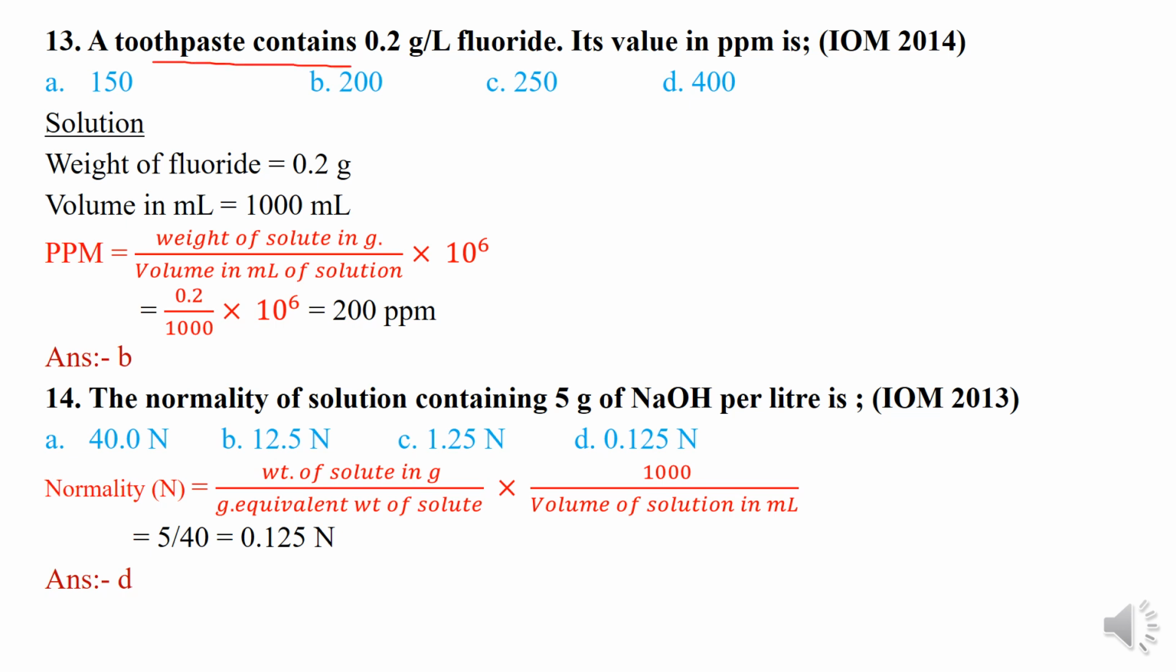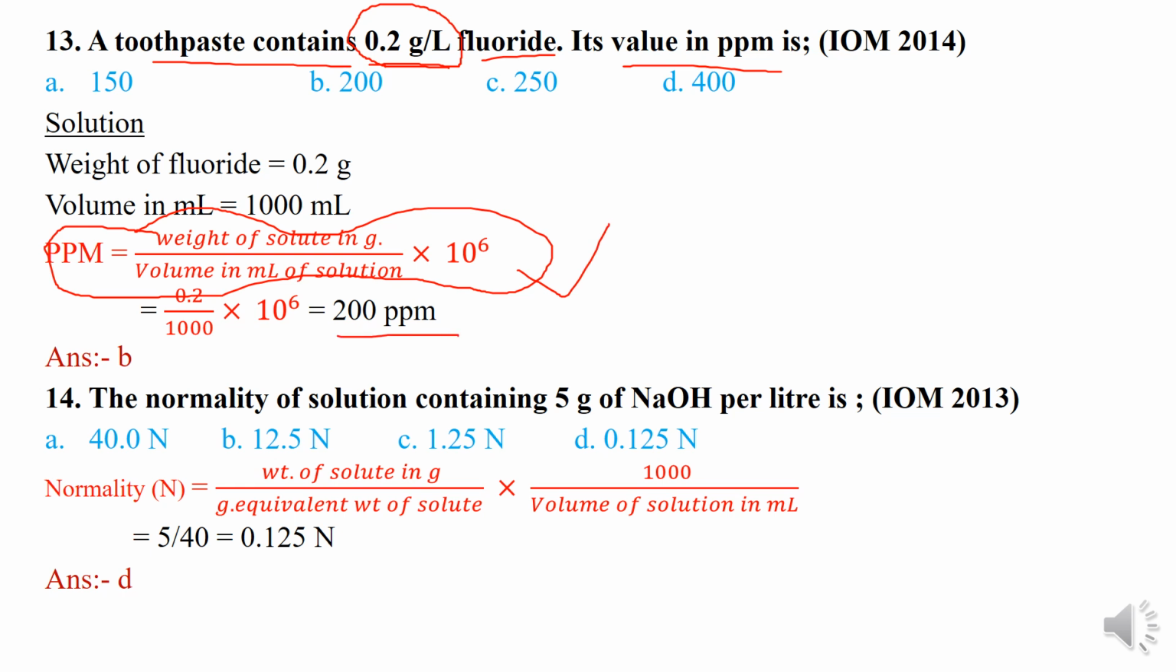A toothpaste contains 0.2 gram per liter fluoride, then its value in ppm, right? We have to calculate the value of 0.2 gram per liter in ppm. So here is the general formula of ppm: weight of solute in gram divided by volume of solution in ml into 10 to the power 6. 200 ppm will be obtained, with weight of fluoride 0.2 gram, and 1 liter means 1000 milliliter. Just use this formula to calculate this problem.